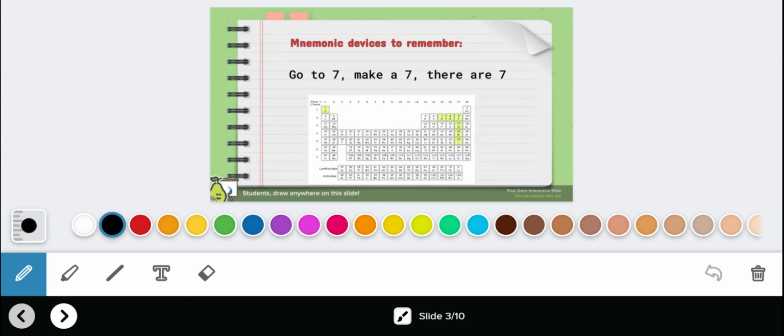There are a couple of mnemonic devices you can use to help you to remember. The first one is go to 7. That means go to element number 7, which is nitrogen. So we go here to nitrogen. And then make a 7. You can see we make a 7 here with those elements. And then hydrogen is our 7th one. That's why the phrase there are 7.